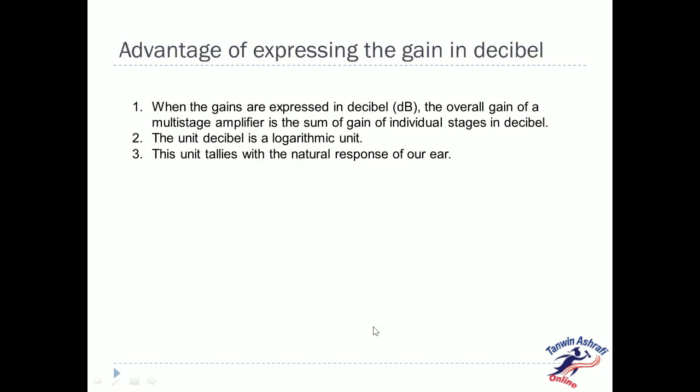Advantage of expressing the terms in decibel. When the gains are expressed in decibel, the overall gain of a multi-stage amplifier is the sum of the gains of the individual stages in decibel. It makes it easier to add the gains and find the final gain of the circuit. The unit decibel is a logarithmic unit. This unit tallies with the natural response of our ears.